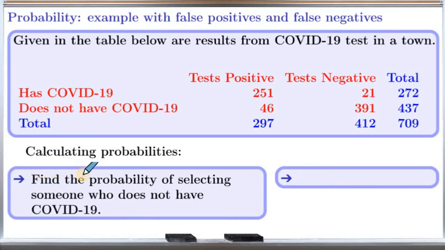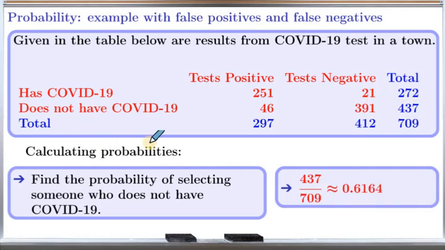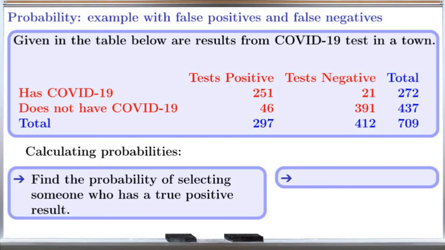Here we need to find the probability of selecting someone who does not have COVID-19. For that, we have to look at the table here and find out how many didn't have COVID-19. That would be 437. So the probability will be 437 over 709, which is approximately equal to 0.6164.